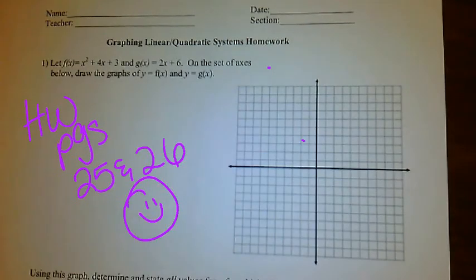All right, and your homework is going to be the last page of the packet. Homework pages 25 and 26. Again, remember, make sure that you are reading.